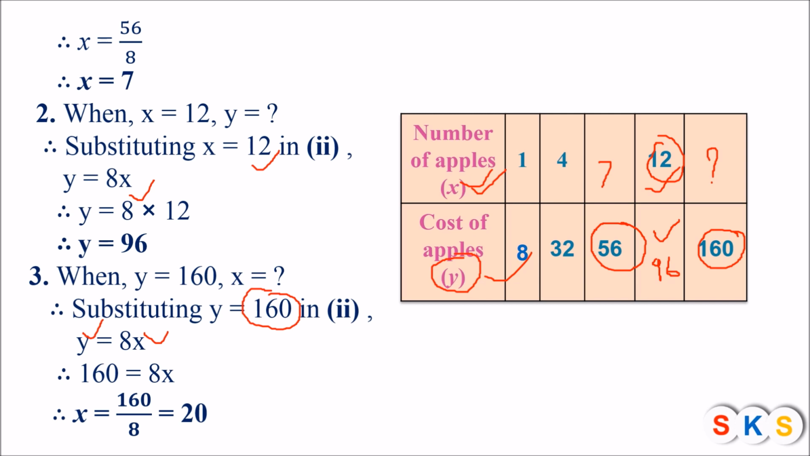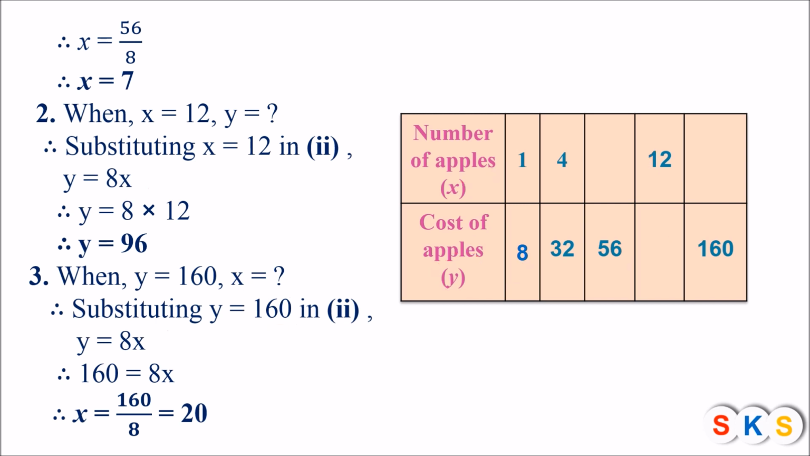So now we can complete this table. We can write over here x equals 20. Here we will write 20. So this way we have completed the table. What I have used over here is the rule of direct variation. And what is the rule? The ratio is constant.